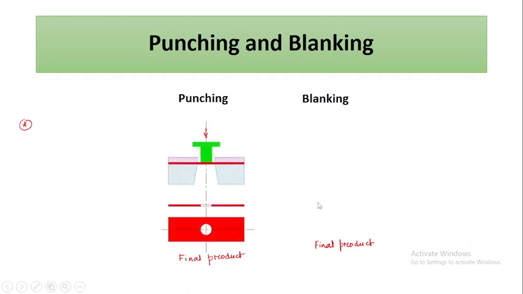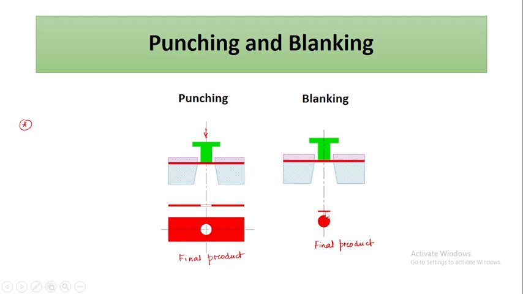Next, coming to the punching operation. As I told you earlier, when the sheet is our final product, we call it a punching operation. But when the disc or the blank is our final product or our desired product, then we call it a blanking operation. So in case of punching operation, the disc is not required. This is our final product. But in case of blanking operation, the sheet is not required. This disc or the blank is required.